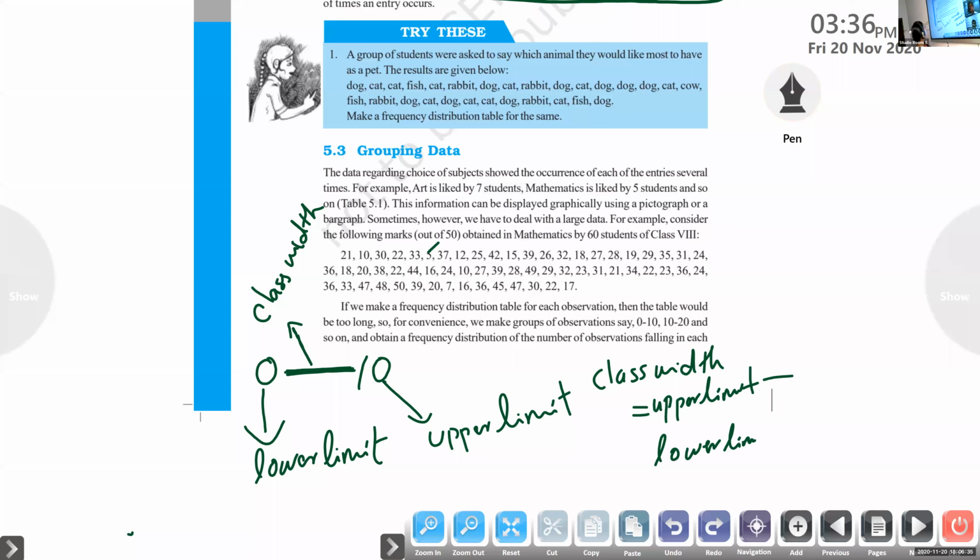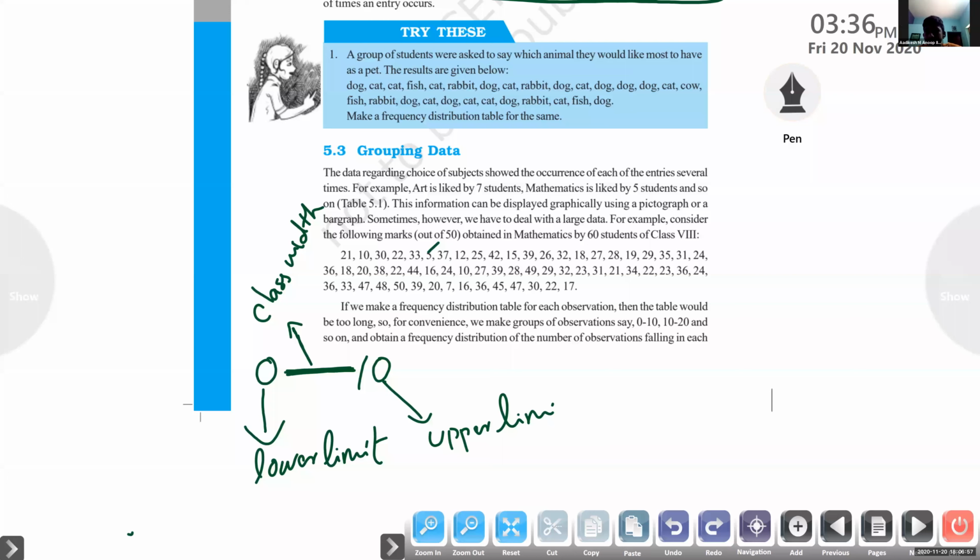Can you hear me? Okay. Class width equal to, say? Upper limit minus lower limit. Adikesh, what is class width? Upper limit minus lower limit. Class width equal to upper limit minus lower limit.